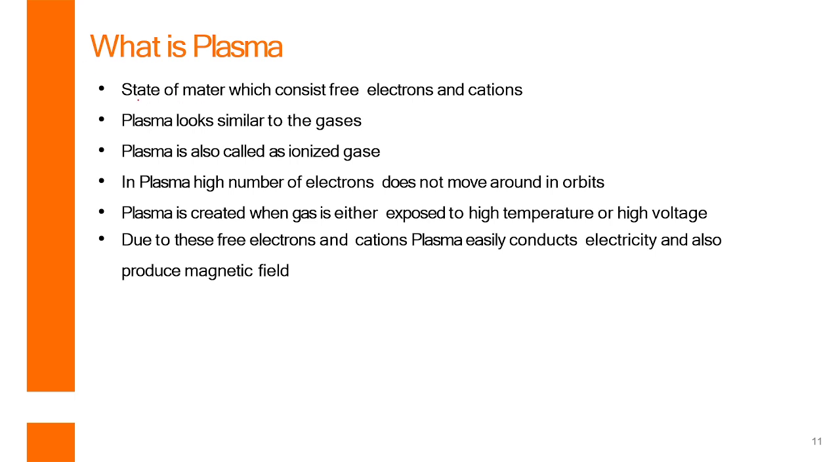plasma is a state of matter which consists of free electrons and cations. It will look similar to gas only. We can call this plasma an ionized gas. Plasma is ionized gas. Plasma has a high number of electrons that do not move around the orbit. Just to remember what plasma is: it consists of free electrons and cations, it looks like a gas, and it is called ionized gas.